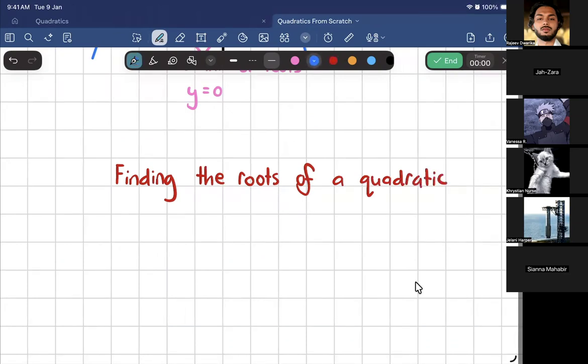So to find the roots of a quadratic, you really have two routes. Number one, you could use the quadratic formula. Does anybody here remember the quadratic formula off the top of your head?